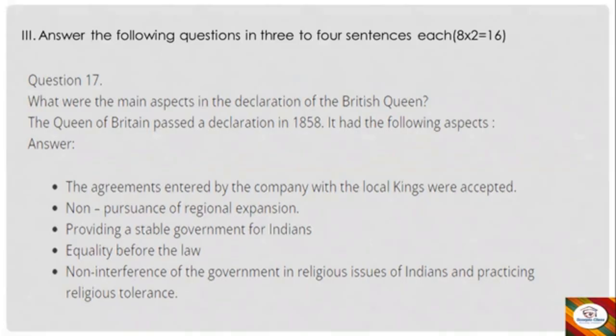So what were the main aspects in the declaration of the British Queen? So the Queen of Britain passed a declaration in 1858. It had the following aspects. The agreements entered into by the company with the local kings were accepted. Non-pursuance of regional expansion. Providing a stable government for Indians. Equality before the law. Non-interference of the government in religious issues of Indians and practicing religious tolerance. Okay, so you can remember these points and you can write the answer easily.